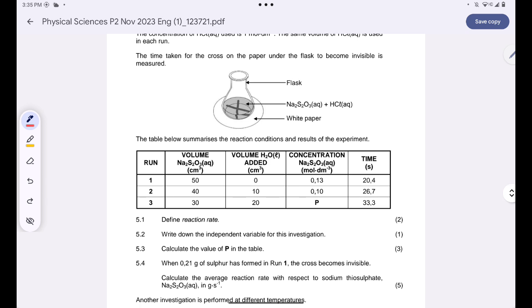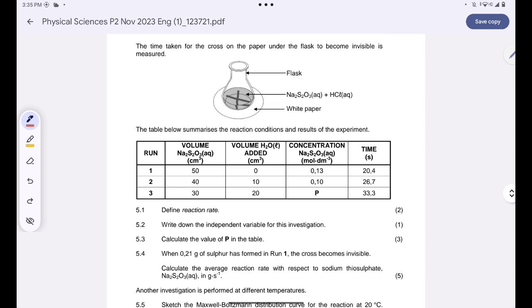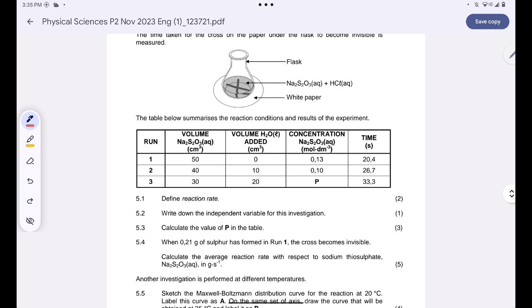So the first question says I must define the rate of reaction. So the rate of reaction can be defined as the change in the quantity of product per unit time. The quantity, you can simply say the change in mass per unit time, the change in number of moles, or the change in concentration, it is up to you. Are you together? The change in the quantity of products or reactants per unit time. But you can substitute the term quantity with concentration, mass, and number of moles. It's up to you.